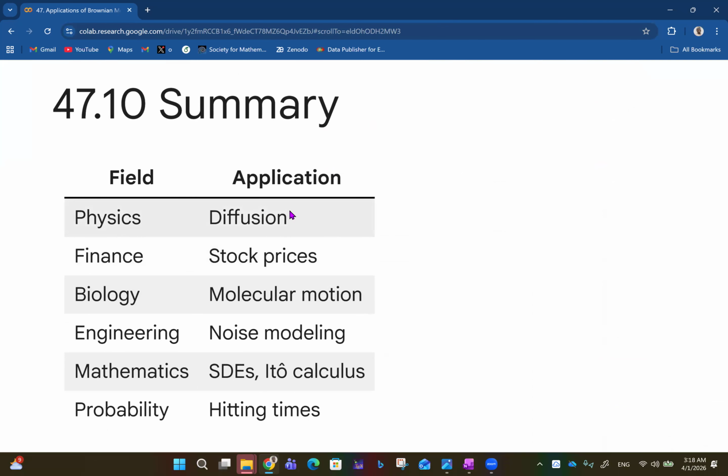In physics, we have Brownian motion in diffusion. In finance, we have it in stock prices, because stock prices are all over the place, if you know something about the stock market. Then biology, you have molecular motion. In engineering, you have noise modeling. In mathematics, you have stochastic differential equations and Ito calculus. In probability, you have hitting times.